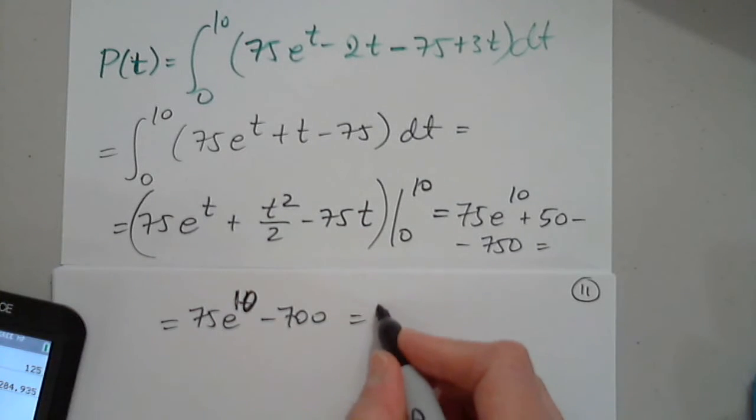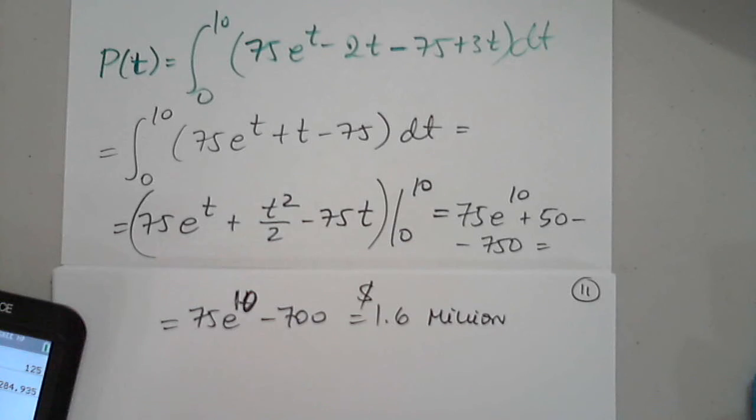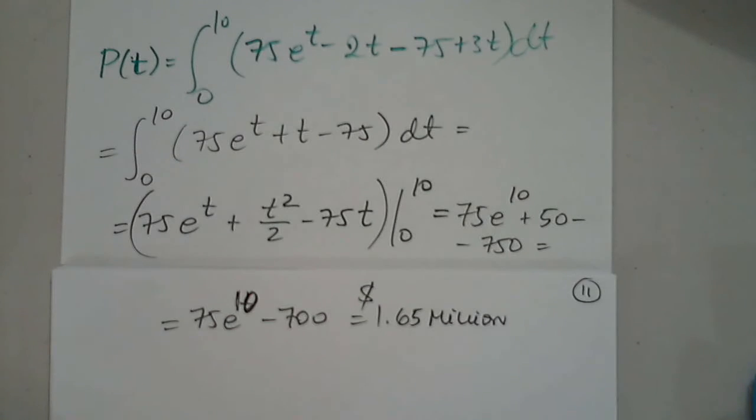1.65 million. $6.5 if you want. Okay, part B. Is there a part B? I think there is a part B.